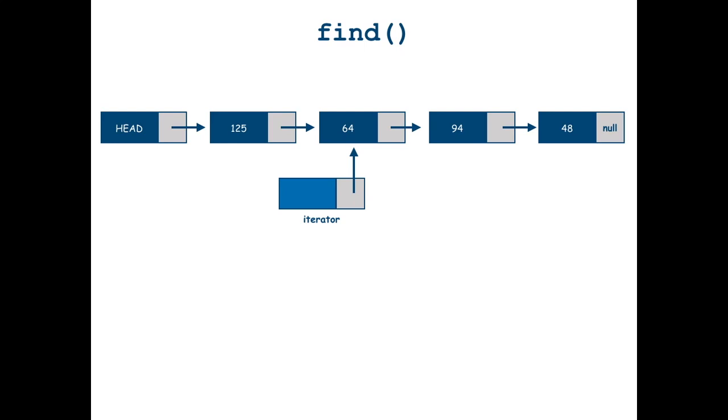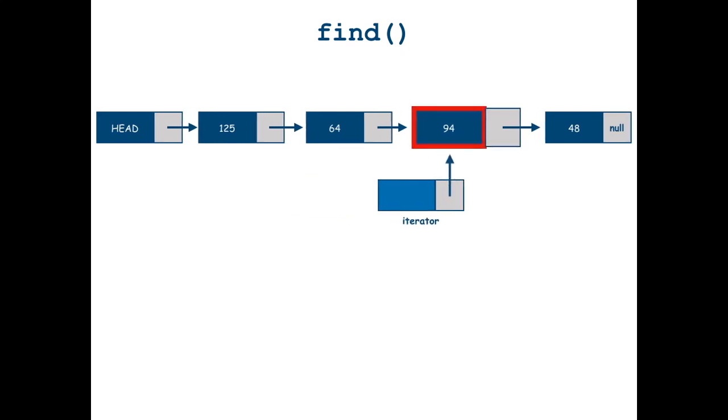I look at the value. 64 is not what we're looking for. So we then find out who the 64 link is pointing to. Then the iterator will go there. Voila, 94. Here's the value that we're looking for. So now that I found it, the only thing left to do is simply return the iterator. Return a reference to the MyLink containing the value that I'm looking for.